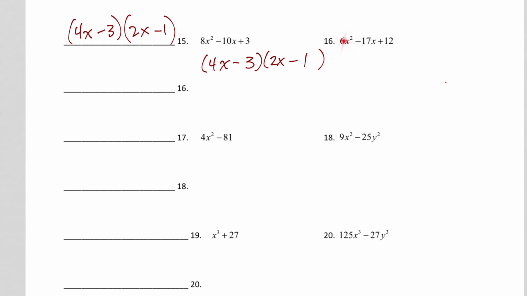Okay, this is a tough problem because we don't know if this is 6 and 1 or 3 and 2. I'm going to guess it's 3 and 2, but I might be wrong, and I might have to go back and change this. So I'll do this.